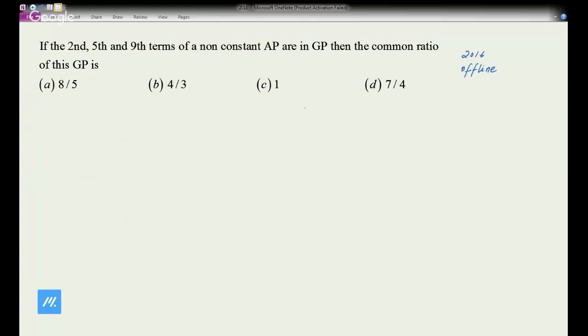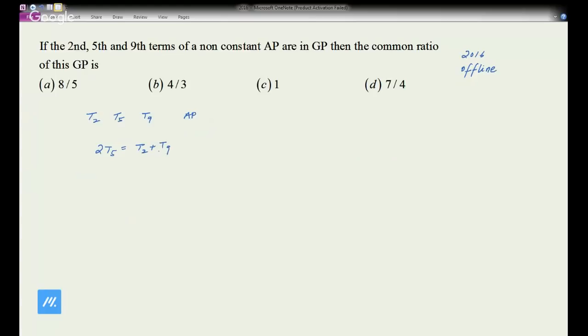ऑफलाइन एग्जाम में 2016. So it says second, fifth and ninth term of a non-constant AP are in GP. Then the common. So T2, T5 and T9 of AP are in GP. So that means 2 times T5 should be equal to T2 plus T9.